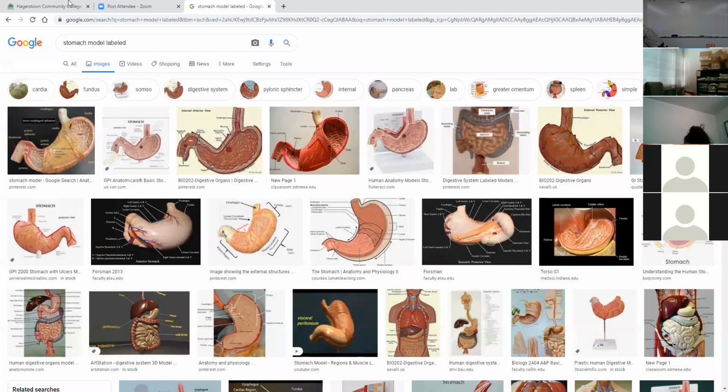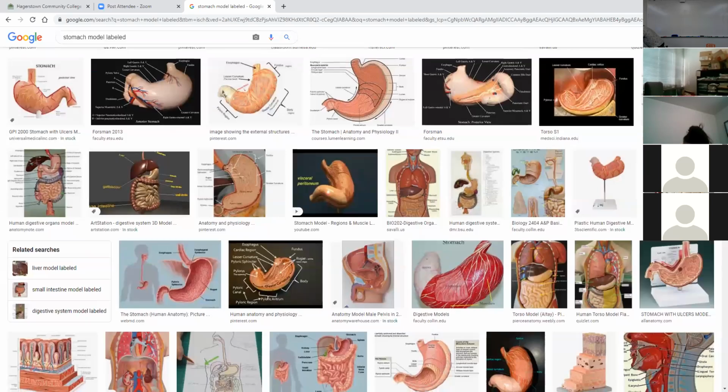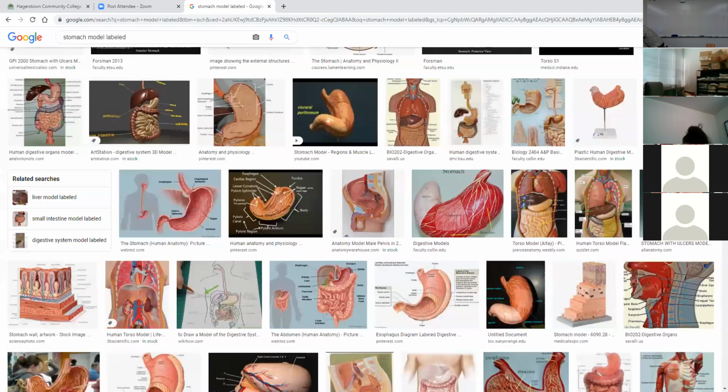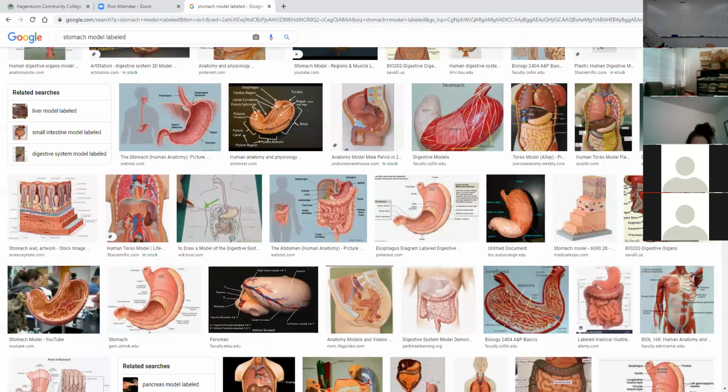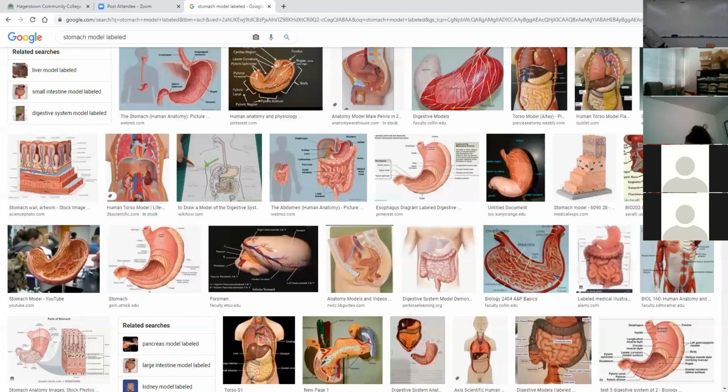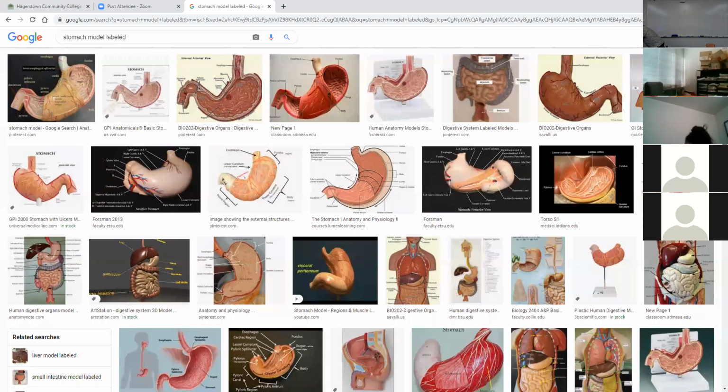All right, let's see. Which one was closest to ours? Well, they're all basically the same.